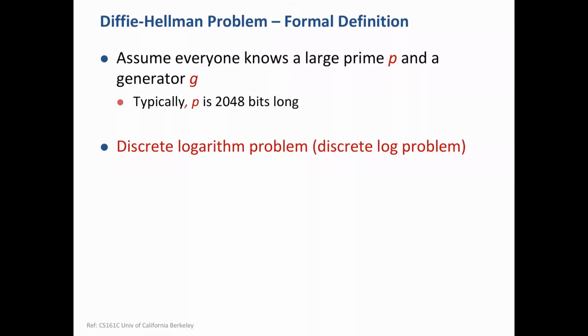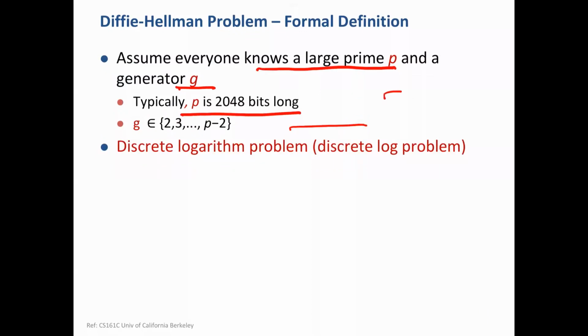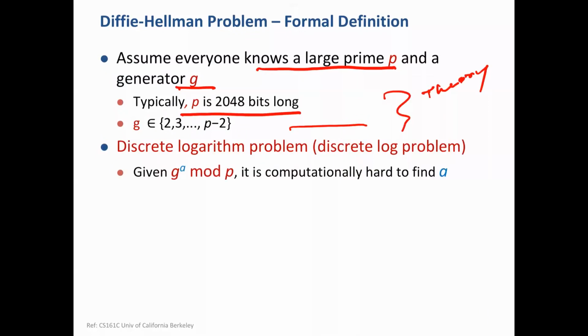Now can we define it more formally? Everyone knows a large prime p and generator g. p is generally of 2k size, and g is between 2 and p minus 2. All this theory is based on some mathematics which you can read if you're interested. Now this is a discrete log problem, because all these are one-way functions. Given g raised to the power a mod p, you cannot find out a.